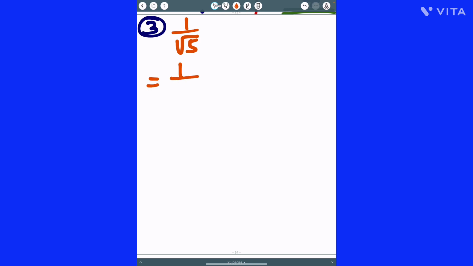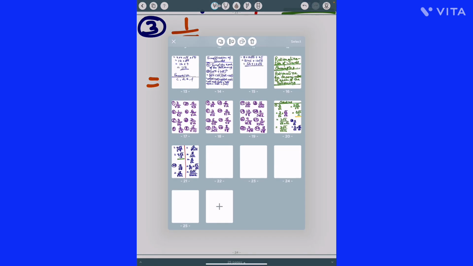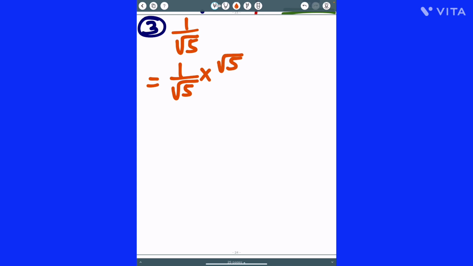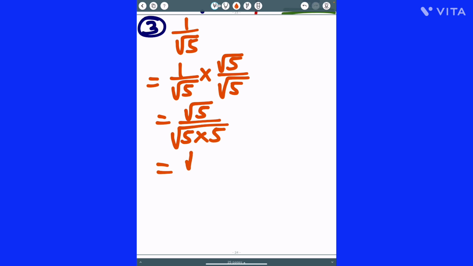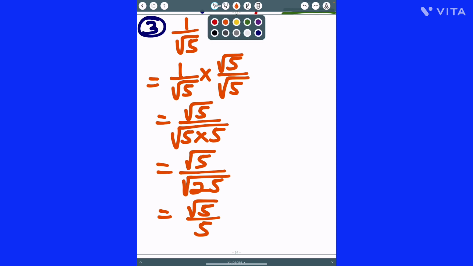So all I need to do here is multiply both the numerator and the denominator by root 5. That gives me root 5 over root 5 times 5. That's root 5 over what? Root 25. So that's root 5 over 5. So this is the rationalization of 1 over root 5.